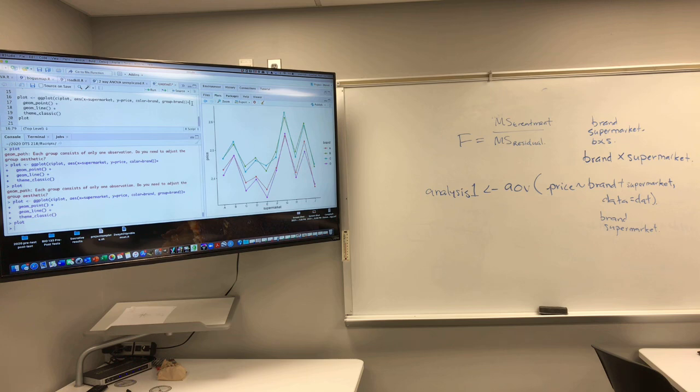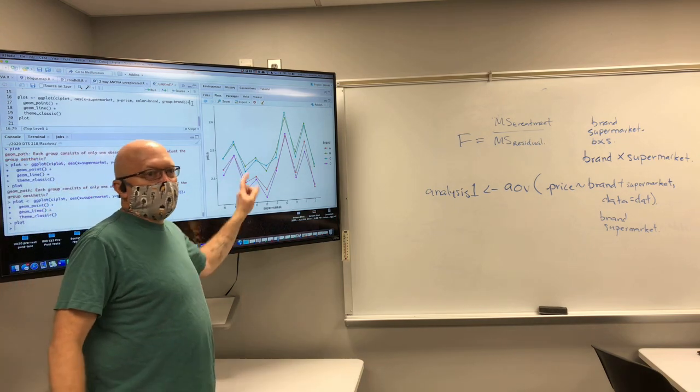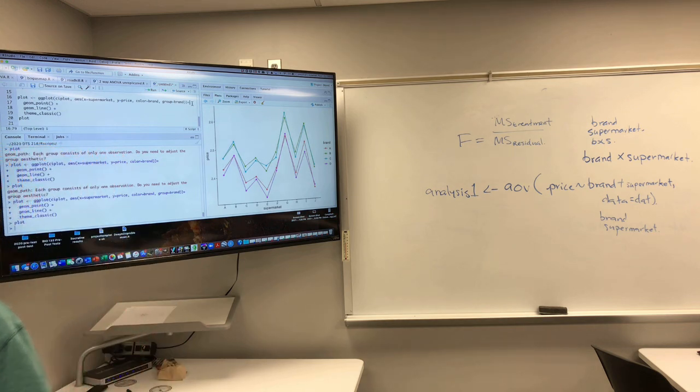And basically it's giving you this figure that I already showed you in the PowerPoint, which is just showing you what the raw data are. It's telling you how brands vary by supermarkets, but there's no variation around those things because for each brand, you only observe that brand once in each supermarket. So there is no within sample variation to plot in this type of way.